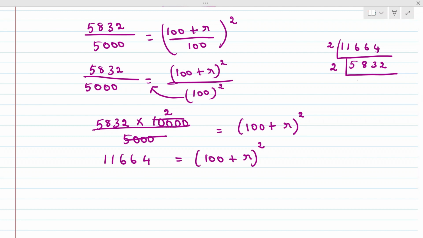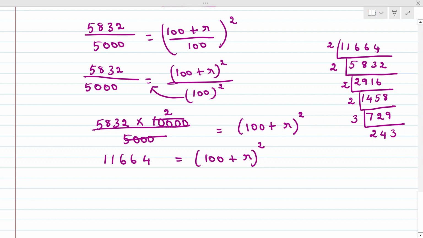So 5832 will become 2916. Again we can break it using 2. It will become 1458. Again with 2, it will become 729. Now it can be broken with 3 and it will become 243. Now again with respect to 3, then it is 81. Then again 3, it will become 27. Again 3, it will become 9 and 3 and 3.